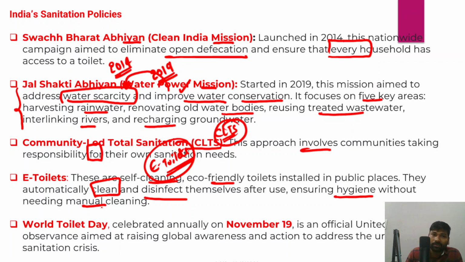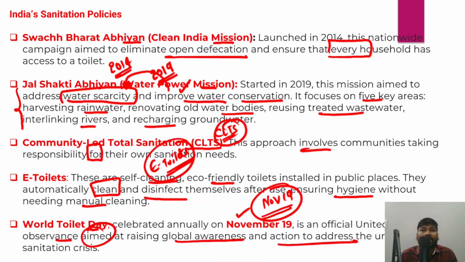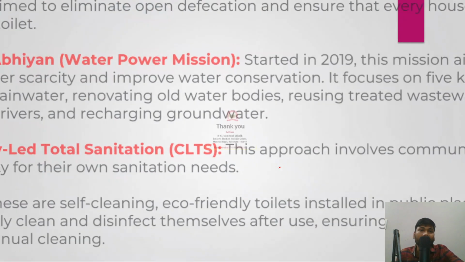And apart from that, World Toilet Day is celebrated every year on November 19. On November 19, World Toilet Day is celebrated, and it is an official United Nations observance aimed at raising global awareness and action to address the urgent sanitation crisis as well. So these are some sanitation policies aimed at enhancing access to sanitation and hygiene, right? So that's all in this lecture, and thank you so much.